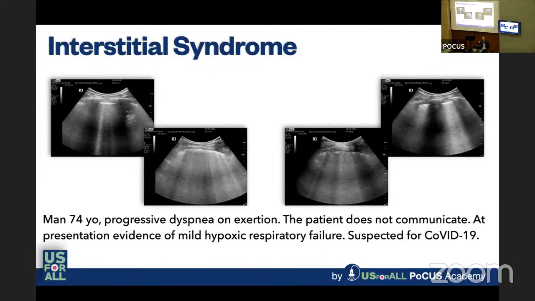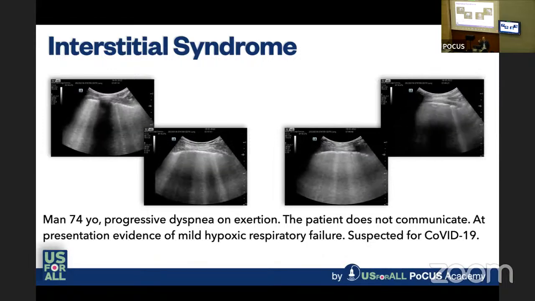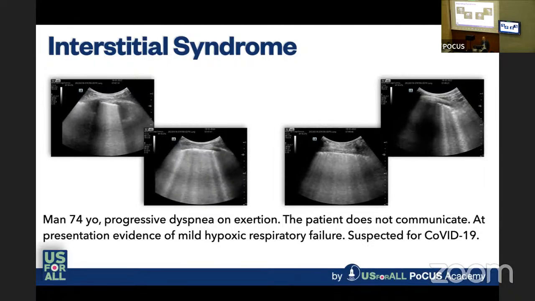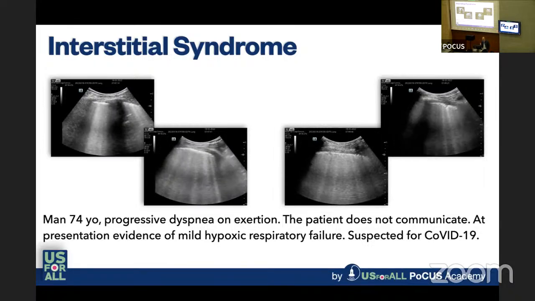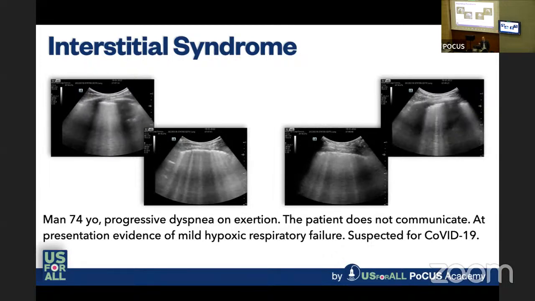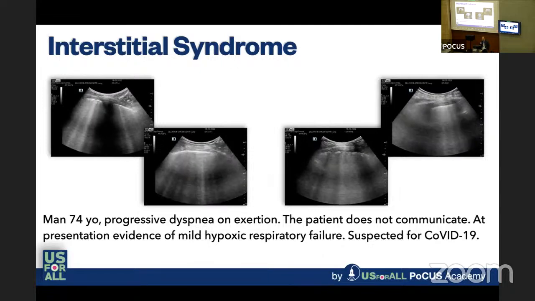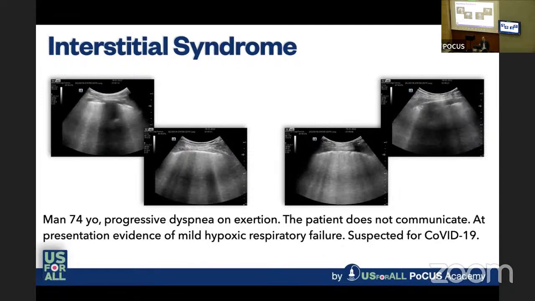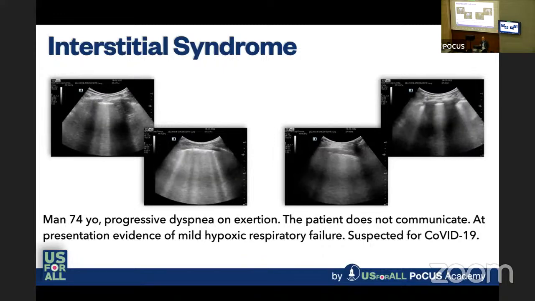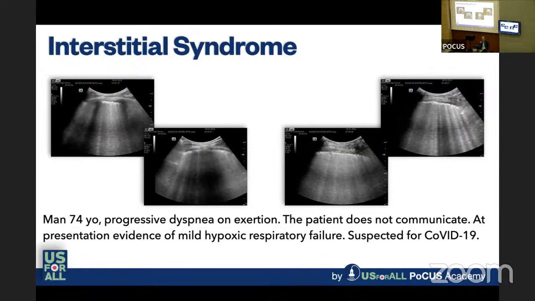The comparison between the clinical state of the patient and the severity of the pattern of B lines is decisive to understand that this cannot be cardiogenic edema and even cannot be COVID-19, because COVID-19, I will show you, has a different pattern of distribution of B lines. And this patient had a fibrosis. He was not aware, and he only came to the hospital when he started feeling dyspnea on exertion.